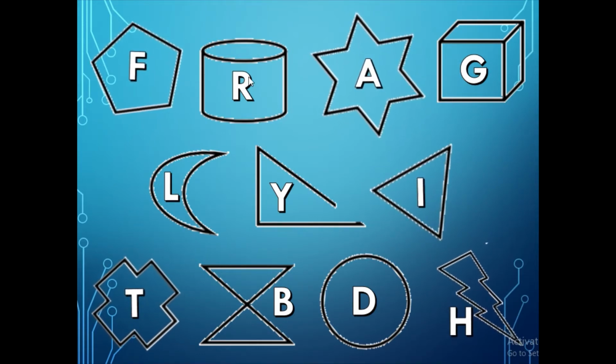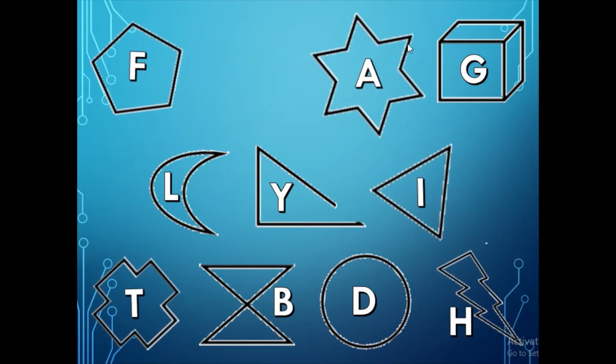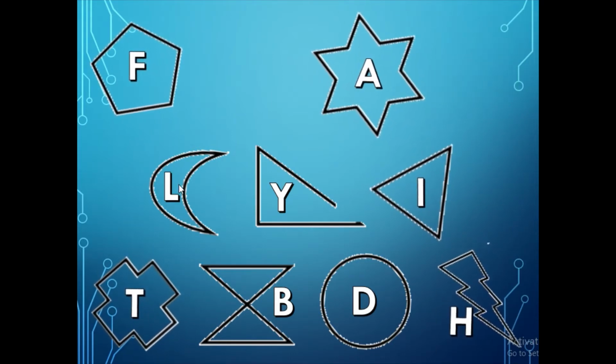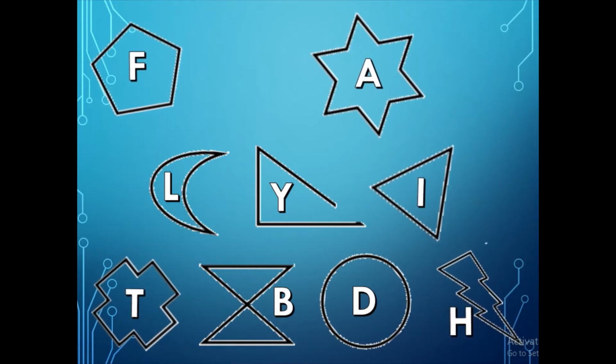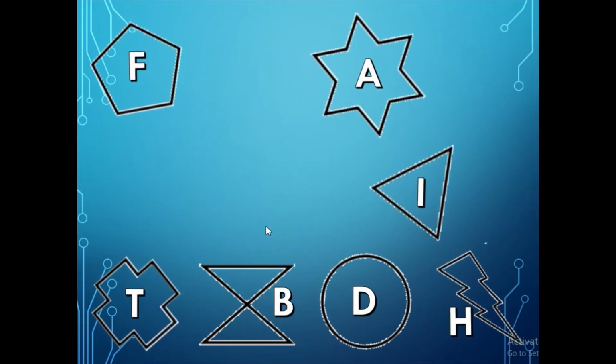R is not a polygon because it is a cylinder. It is a solid figure, and other than that, you see curved lines. G is a cube, which is a solid figure. It will have thickness, therefore it is not a polygon. L also has curved lines, so it is not a polygon. Y is not a closed figure, so it is not a polygon too.